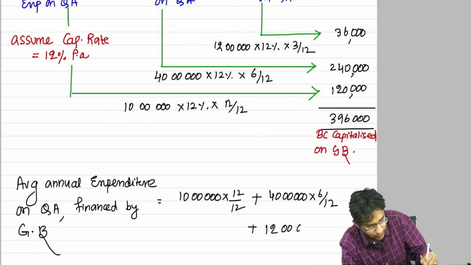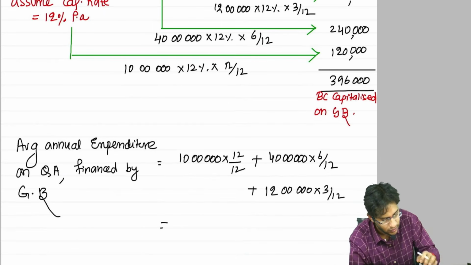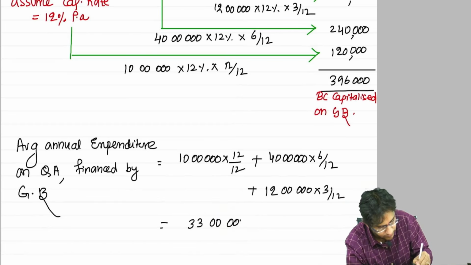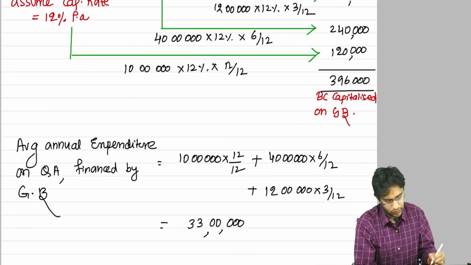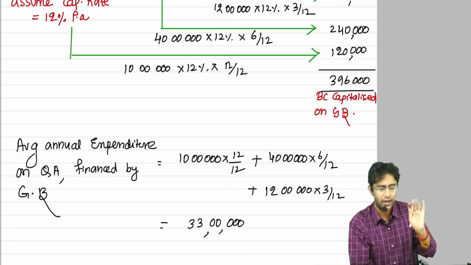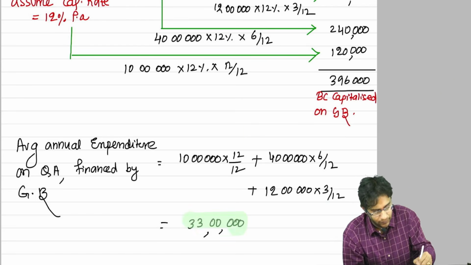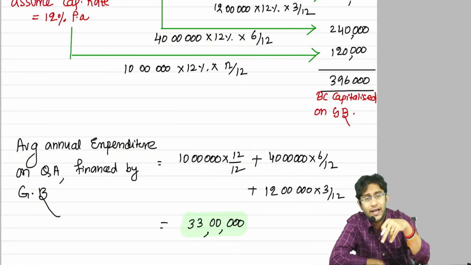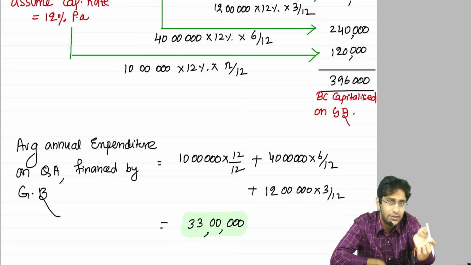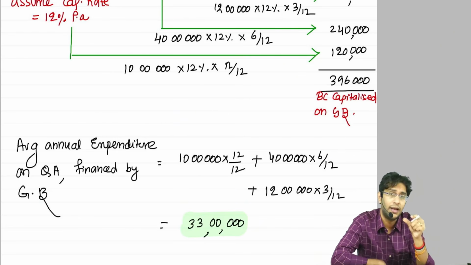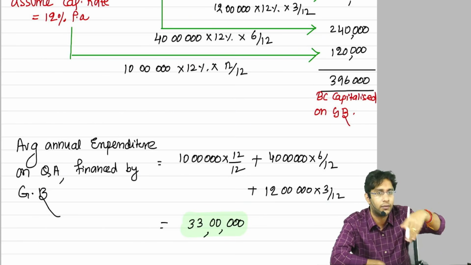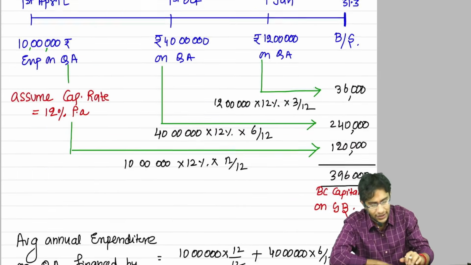12 lakhs money is used in the project for a period of 3 months. Do the math. 20, 30, 30 plus 3, 33 lakhs. What is the meaning of this, understand? You are telling me that 10 lakhs used for 12 months, 40 lakhs used for 6 months, 12 lakhs used for 3 months is as good as 33 lakh rupees of borrowed fund used in the project throughout the year. Okay, this is step number 2 over.